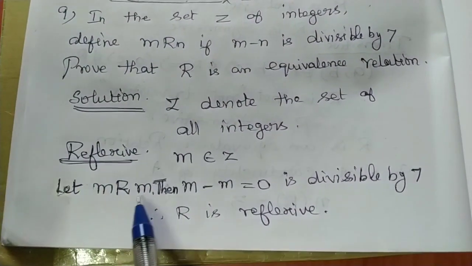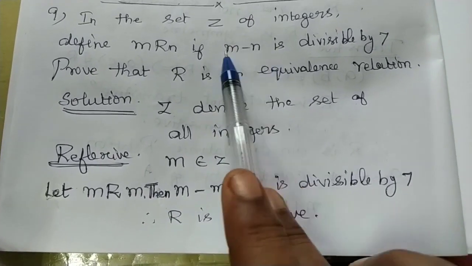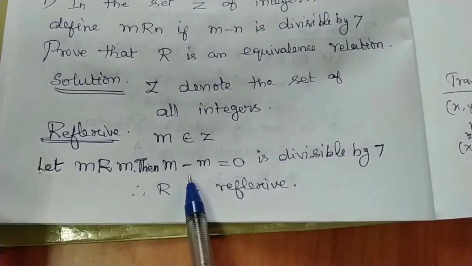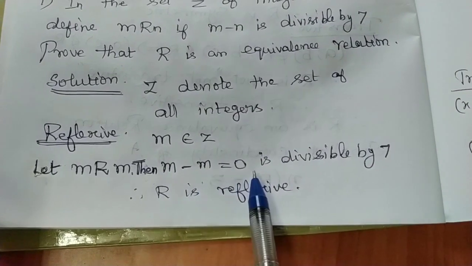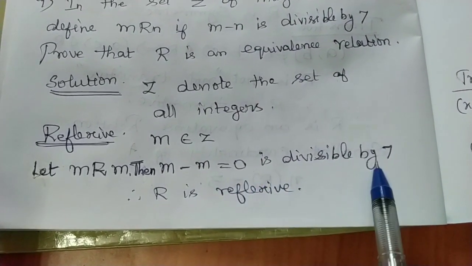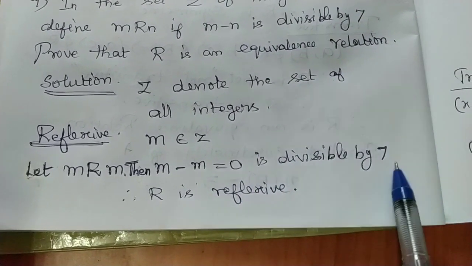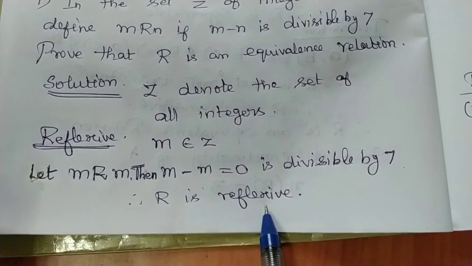Reflexive means m related to m. Then m minus n means m minus m here. m minus m equals 0. 0 is divisible by any number. Okay, so 0 is divisible by 7. Okay, R is reflexive.